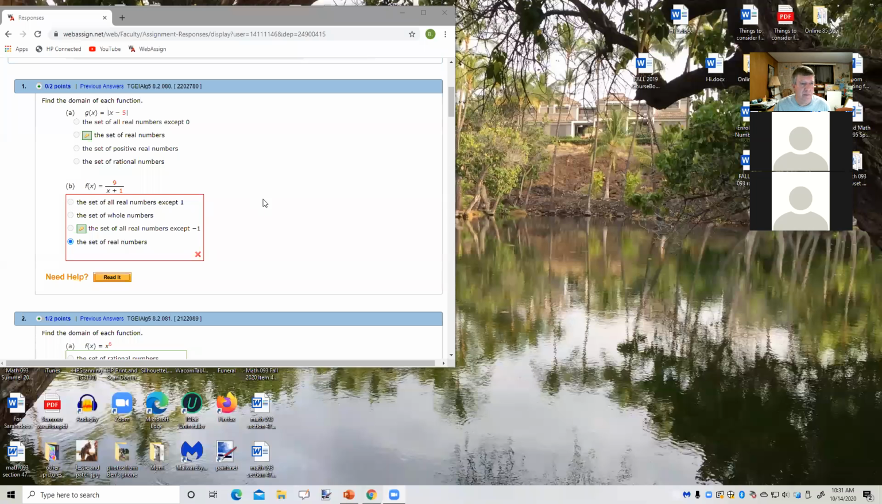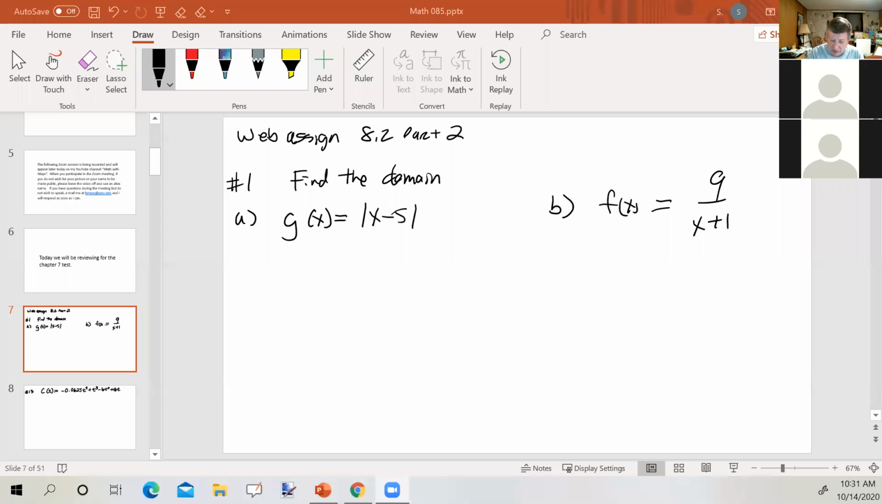So here we have problem number 1. It says, find the domain of each function. Part A, g of x equals the absolute value of the quantity x minus 5. All right, so let's take a look at that. Can you see my screen that I scribble on here? Yes. Okay, so we've got g of x equals the absolute value of x minus 5.